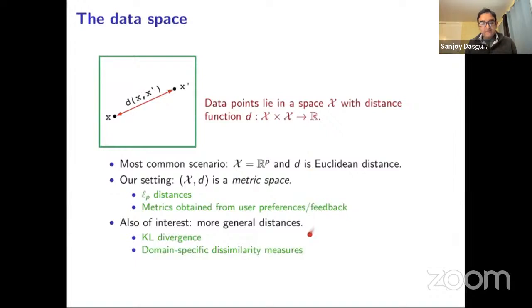But it's also of interest to look at more general spaces, at distances that aren't metrics, simply because nearest neighbor is used often with distance functions that have been handcrafted for a particular application. And so they might not be metrics. It's kind of interesting to also think about what happens in those scenarios.